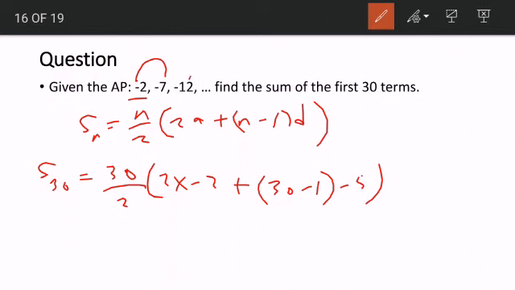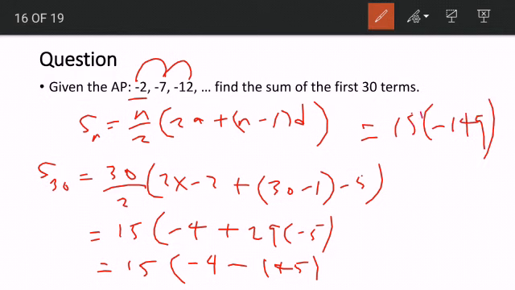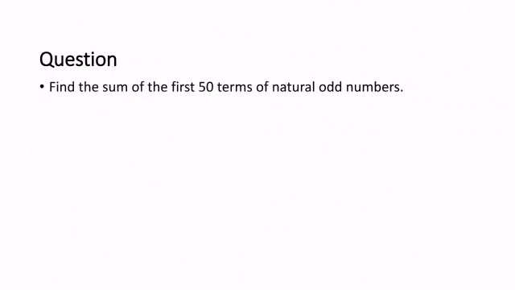You subtract, or you say minus 12 minus minus 7. Okay, so 30 over 2 is 15. 2 times minus 2 is minus 4, plus 30 minus 1 is 29. So we have 29 into minus 5, okay? So this is now 15 into minus 4. 29 times minus 5 is going to give us minus 145. Okay, so that is now going to be 15 into minus 4 minus 145, which will give us minus 149. We can use our calculator to achieve that, to give us our final answer.